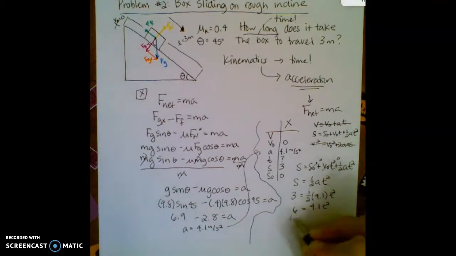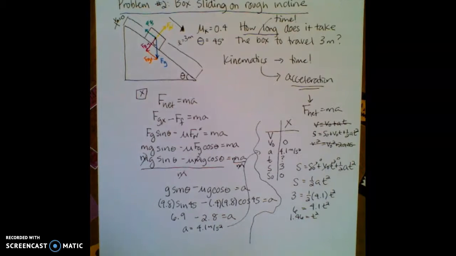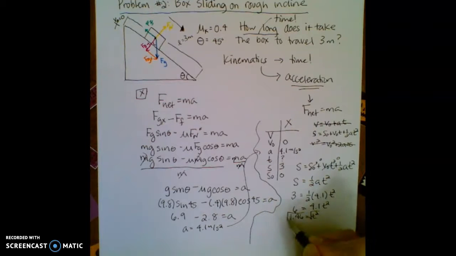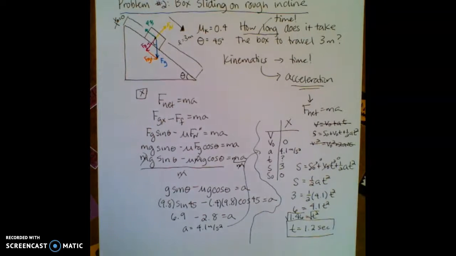And then dividing by 4.1 leaves me with 1.46 is equal to T squared. And then the last thing I need to do, don't forget, you need to take the square root because you have a T squared. So the square root of 1.46 is 1.2 seconds. Right? And that is your final answer.